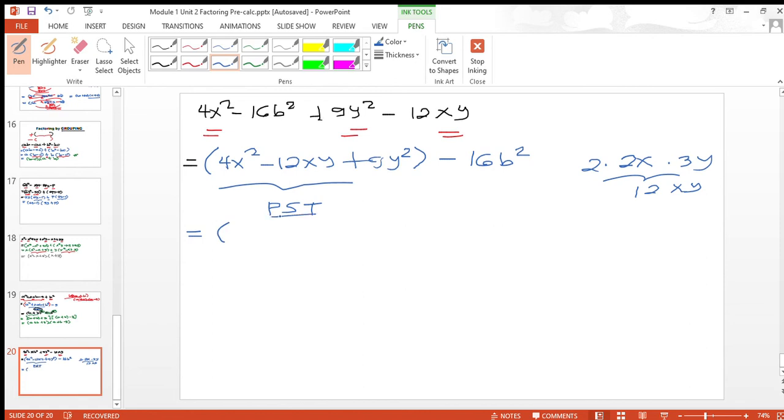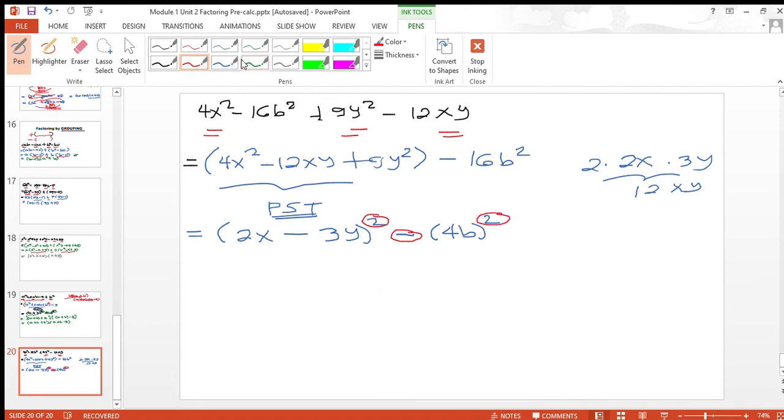Factoring the perfect square trinomial. So, square root of 4x squared is 2x. The sign here is minus. Square root of 9y squared is 3y. Everything raised to 2. Do you still remember that? We have discussed how to factor a perfect square trinomial. And then minus 16b squared, we can write that as 4b, the quantity squared. And because of that procedure, we now get a difference of two squares.